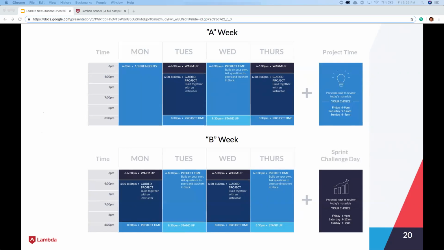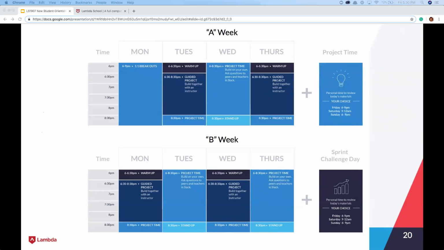Okay, so then we'll go into B week and the fun continues. All right, you have another guided project on Monday and Wednesday with some project time, and then on Tuesdays and Thursdays. Now the real fun for you guys is B week 5th days, and those are for your sprint challenges. Okay, so for those sprint challenges, you'll have the same schedule. You can either do it Friday, Saturday, or Sunday, and then it starts all over again on Monday where you have your one-on-one. I know it's a lot. It sounds really, really confusing, but you guys will get used to it.